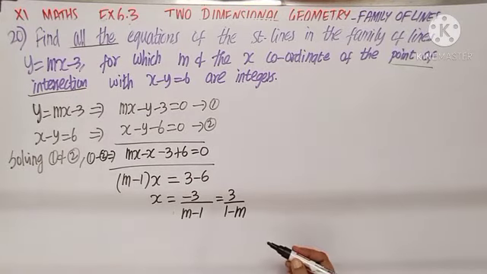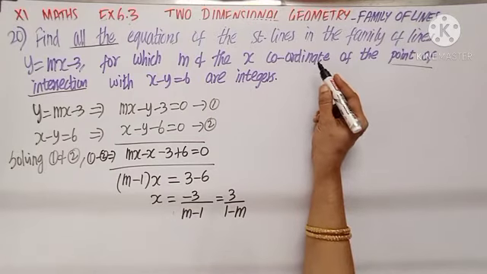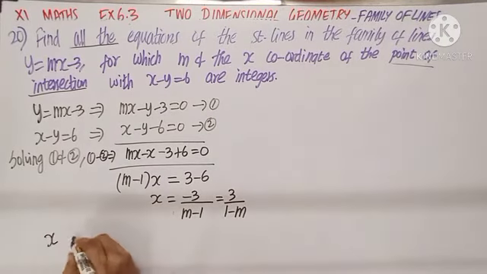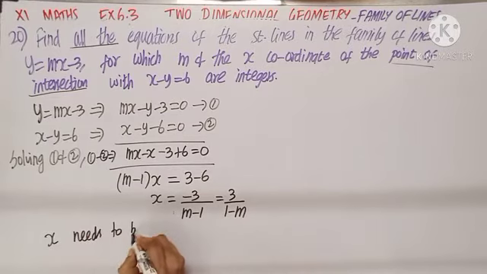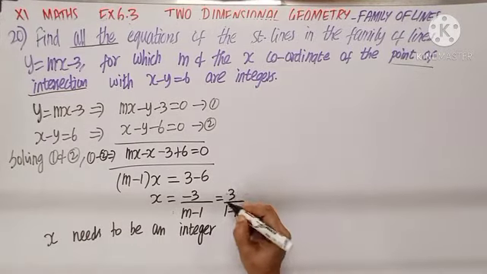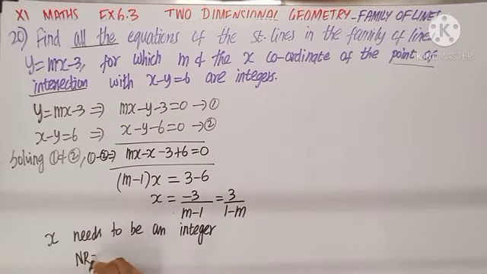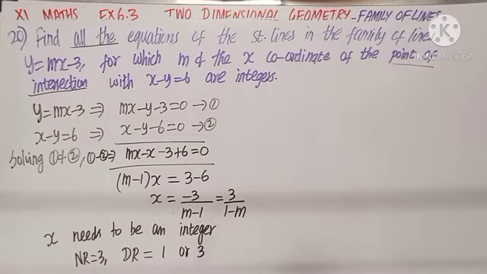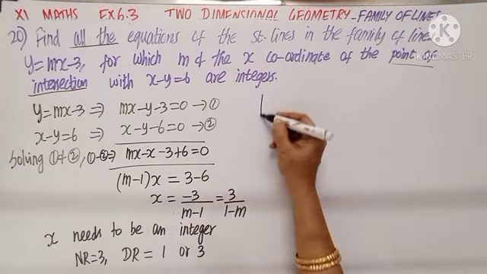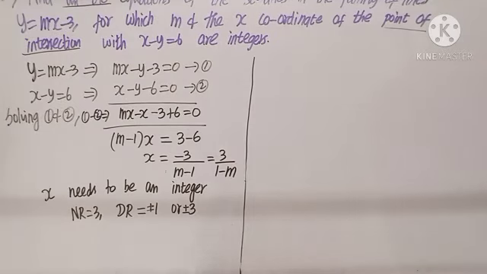The condition is the x coordinate should be an integer. x needs to be an integer. What does it imply? The numerator is 3. The denominator can be either 1 or 3, so that 3 by 1 is an integer, 3 by 3 is an integer. The denominator can be either positive or negative. So the values can be plus or minus 1 or plus or minus 3.